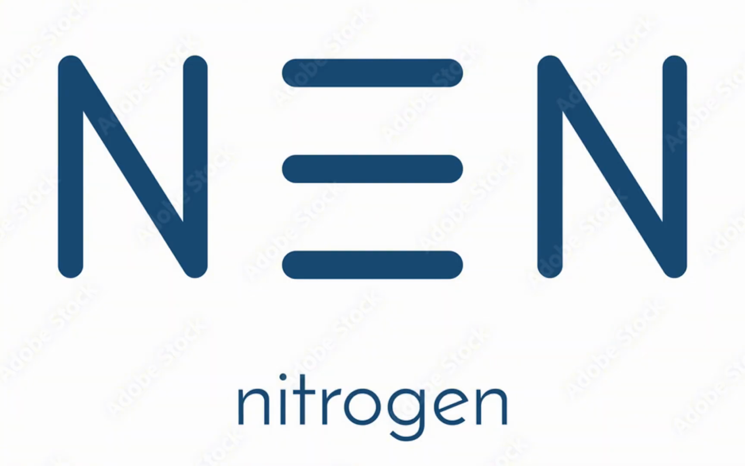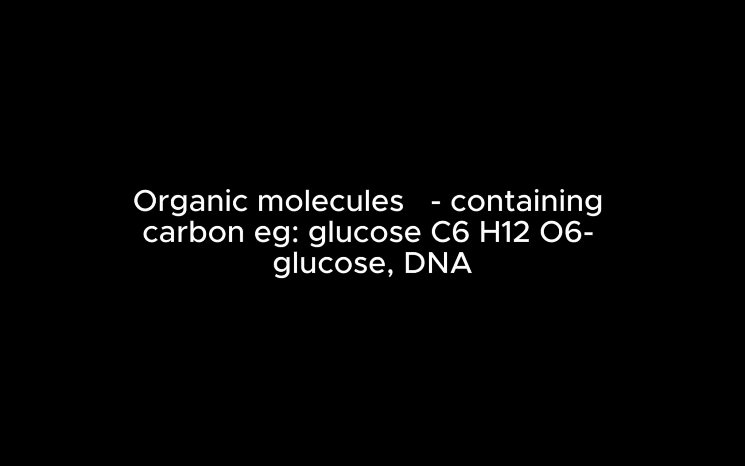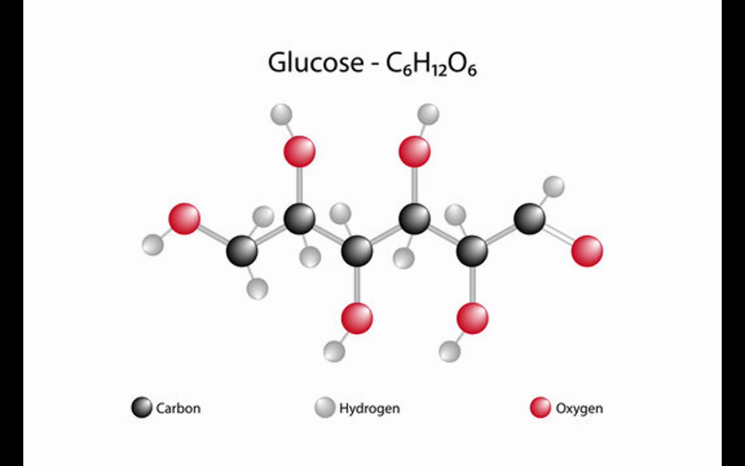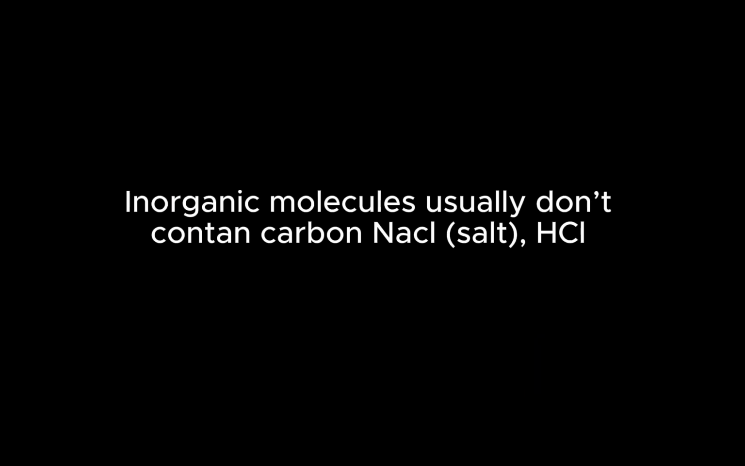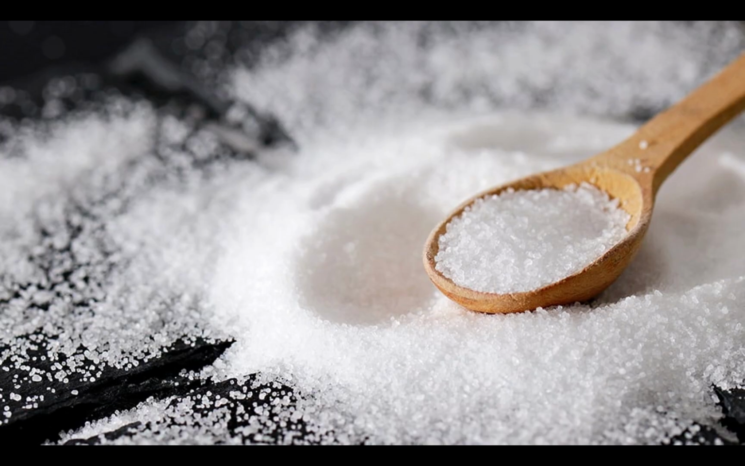Elemental molecules are made of the same type of atom. Example, nitrogen. Compound molecules are made of different types of atoms. Example, carbon dioxide. Organic molecules contain carbon, like glucose, DNA, etc. Inorganic molecules usually don't contain carbon. For example, your table salt, sodium chloride.